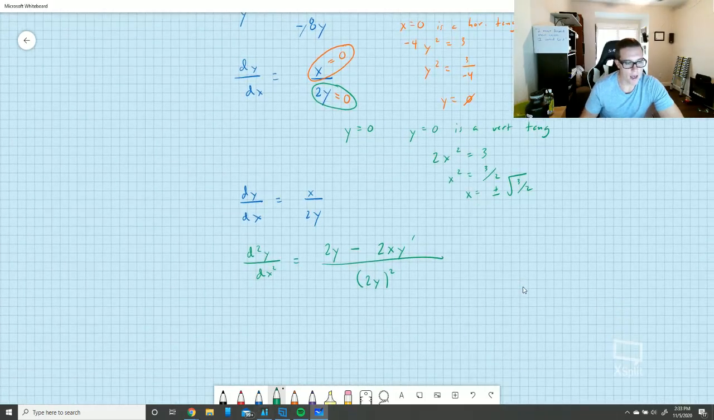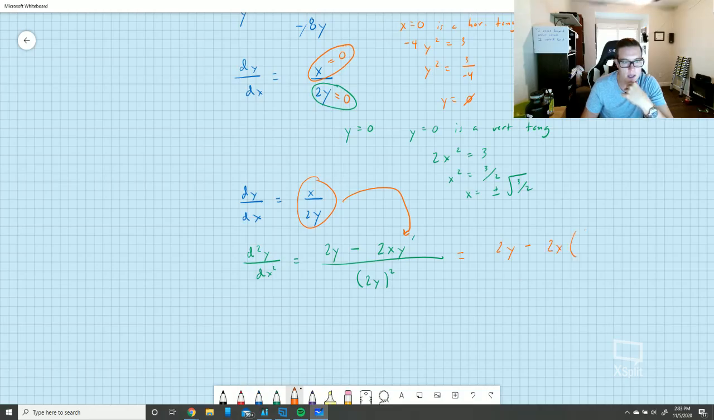Well, y prime can't be in my answer, so we're going to sub in what y prime really is, and we end up with this: 2y minus 2x times x over 2y, all over 2y squared. And yes, lots of simplifying can be done. We're not going to do that right now.